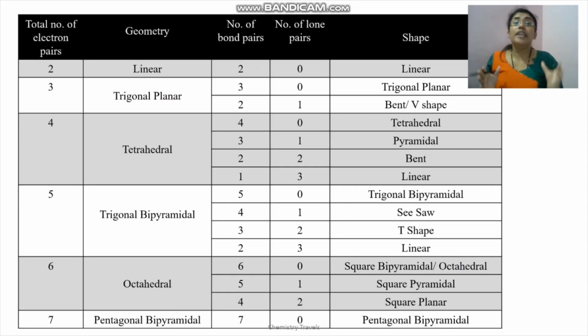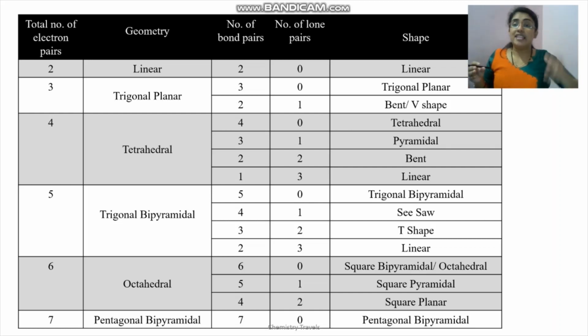Now, based on the total number of electron pairs we have, we can have certain geometries for a molecule. Depending on the total number of electron pairs, we can have certain geometries. And when you consider the bond pairs and lone pairs, we can have certain shapes also.